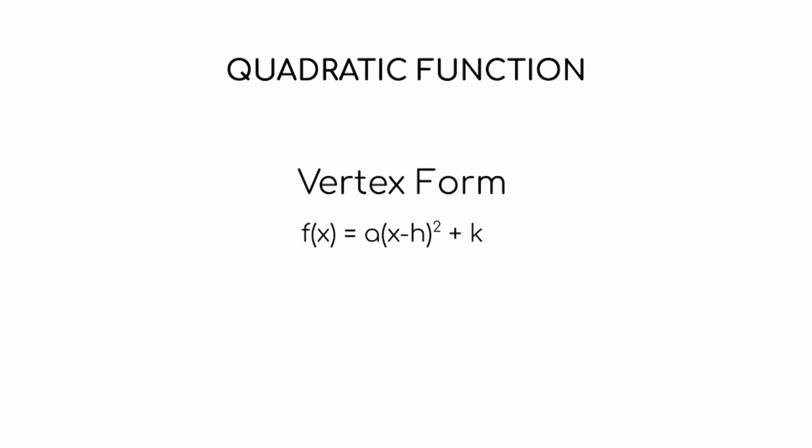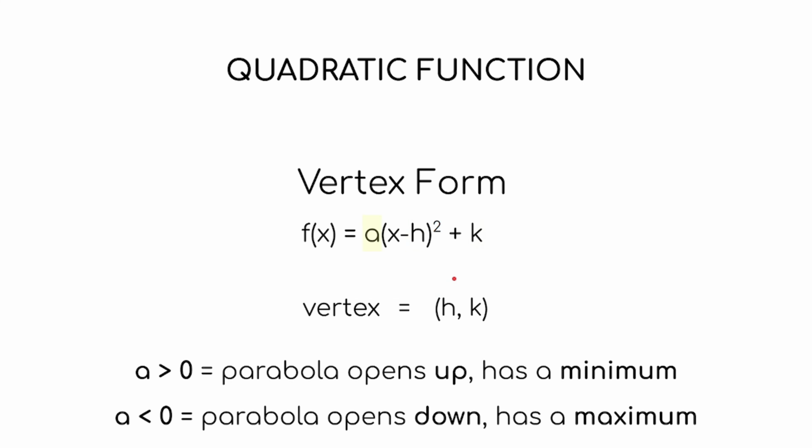Our second equation is the vertex form, which is f of x equals a times x minus h squared plus k. There are two pieces of information you can get from this. The first, of course, is the vertex, which is (h, k). An important thing to notice is that in the equation it's minus h, which means that when you get the actual number for your ordered pair, it's going to be the opposite sign. Then just like standard form, if a is greater than 0, or positive, the parabola will open up and have a minimum, and if a is less than 0, or negative, the parabola will open down and have a maximum.